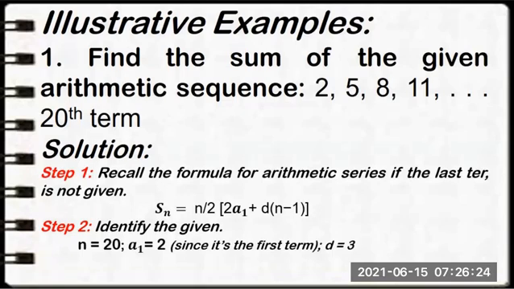So if we're going to look at the given, kung subtract natin yung first term mula sa second term, it will give us an answer of 3. And kung gagamitin pa rin natin siya ng formula for common difference, yun pa din yung makukuha nating common difference. Ano po? So pinadali lang natin by subtracting yung first term from the second term. So again, our given are n is equal to 20, a sub 1 is equal to 2, and d is equal to 3. And we are going to find for S sub 20.